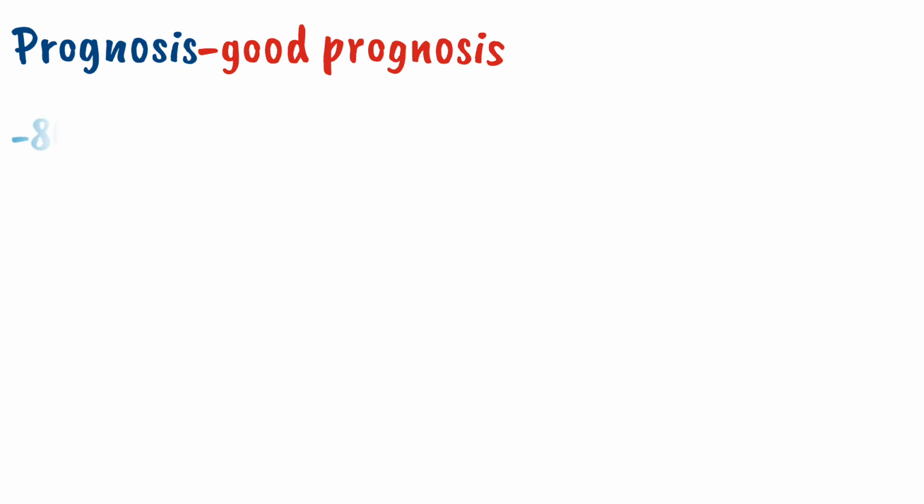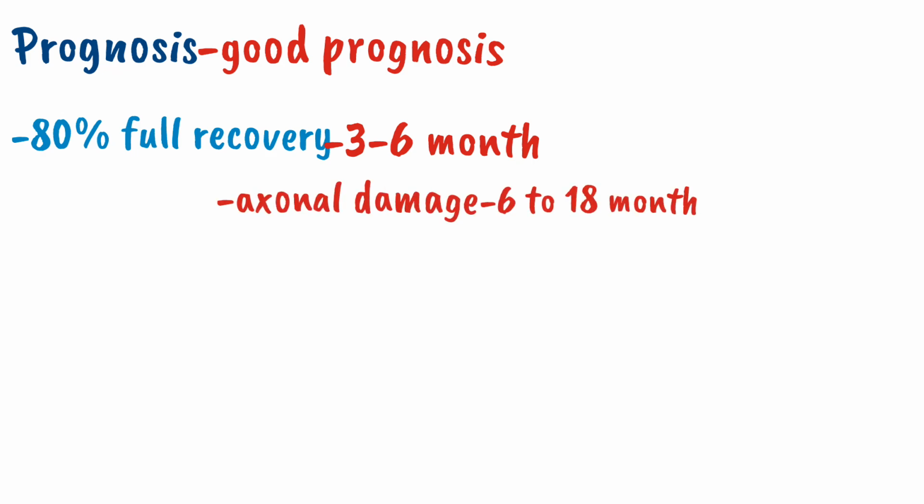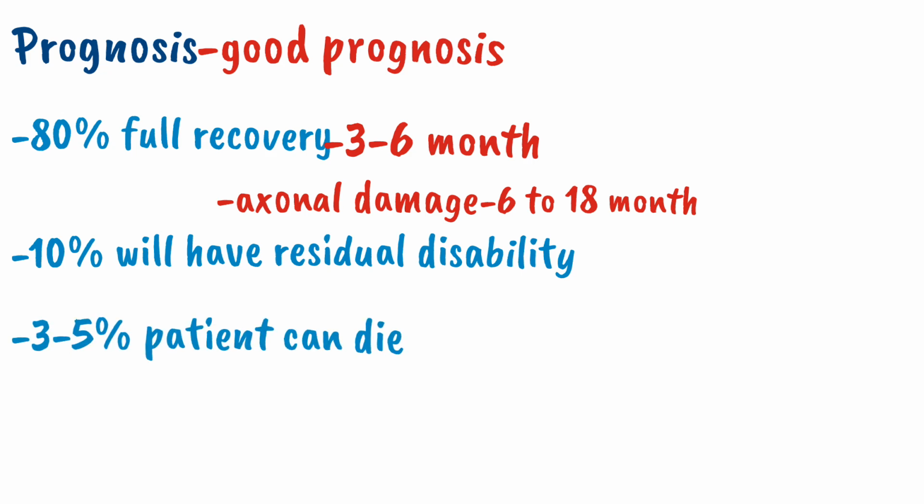If a patient is diagnosed and treated early, GBS shows good prognosis. About 80% of cases show full recovery within 3 to 6 months. Sometimes if there is axonal damage, the recovery can take about 6 to 18 months, but 80% of patients will recover. Other than full recovery, 10% of patients will present with residual disability, while 3 to 5% of patients can die due to GBS.